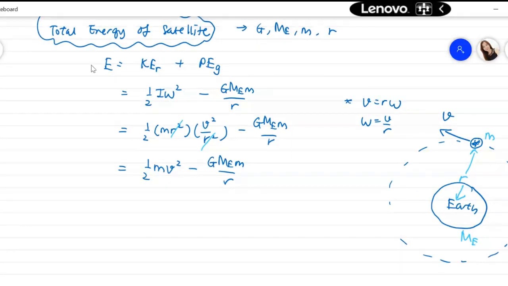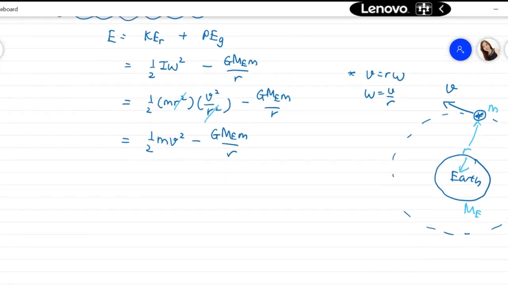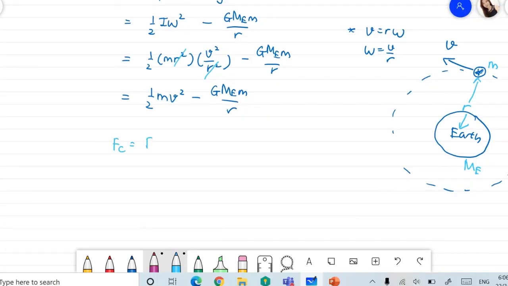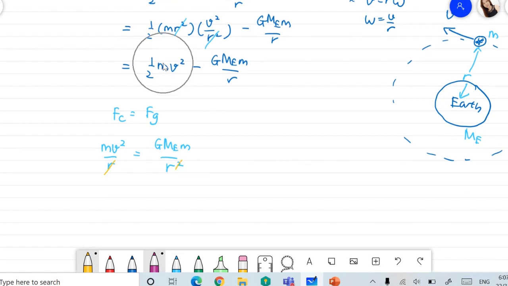Now I'd like to express the total energy of the satellite in terms of G Me m over r. But I have this half m v squared here, so I'd like to do some transformation. How do I transform it? I refer back to centripetal force and gravitational force. If a satellite is moving in a circular motion, the centripetal force is the same as the gravitational force. Centripetal force is m v squared over r, and gravitational force is G Me m over r squared. The r and r can be cancelled off, so m v squared is the same as G Me m over r.